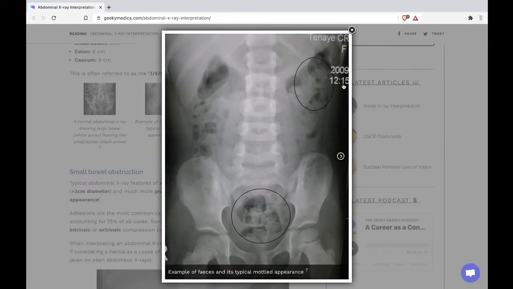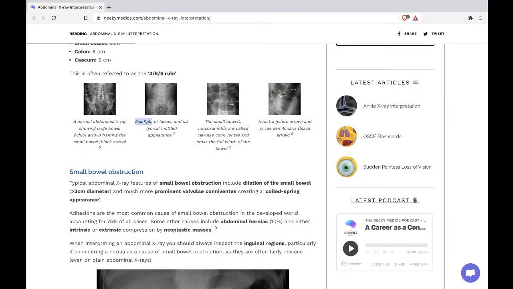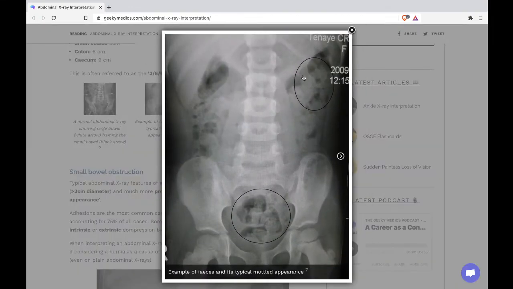What does this show? What does the circle show here? Let's look at the annotations first. Example of feces and its typical mottled appearance. So, okay, this is feces. This is the mottled appearance of the feces. Okay.